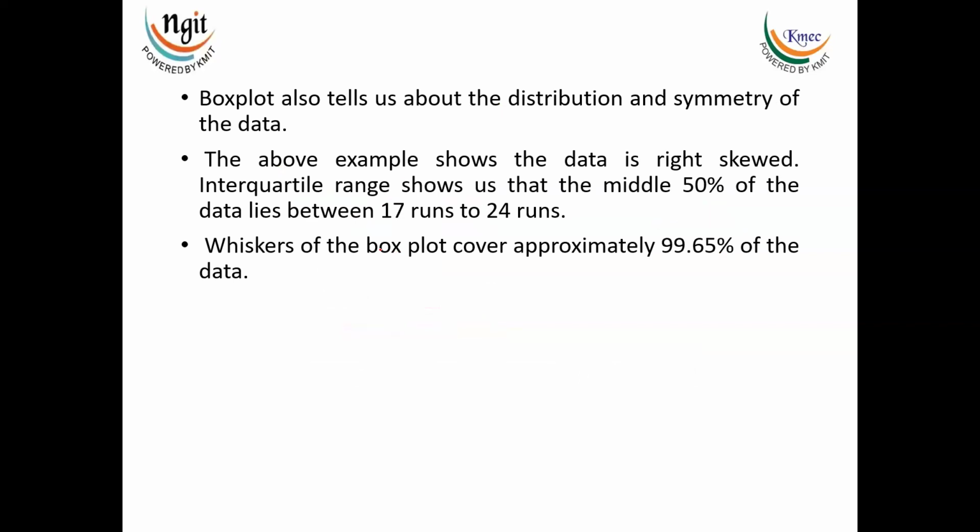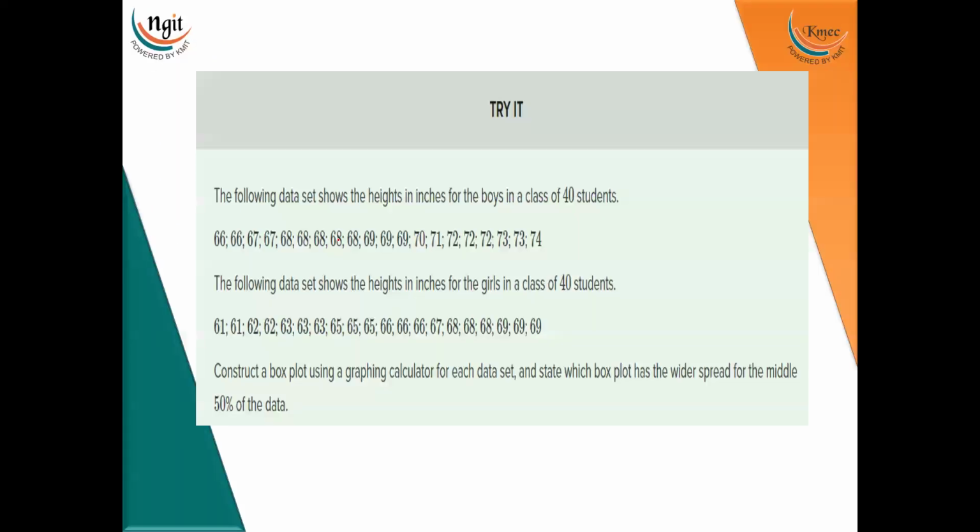Box plot also tells us about the distribution and symmetry of the data. The example shows the data is right skewed. The interquartile range shows that the middle 50% of the data lies between 17 runs to 24 runs. And the whiskers of the box plot cover approximately 99.65% of the data. This is the conclusion of this particular example. These are some of the conclusions we can draw from the given box plot.